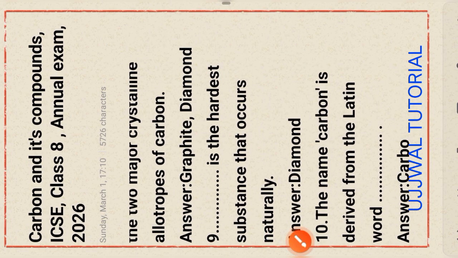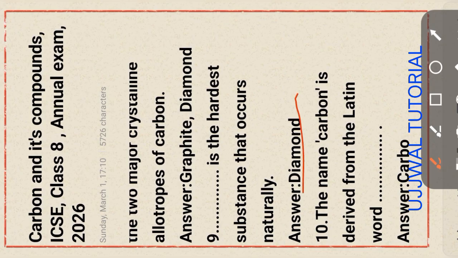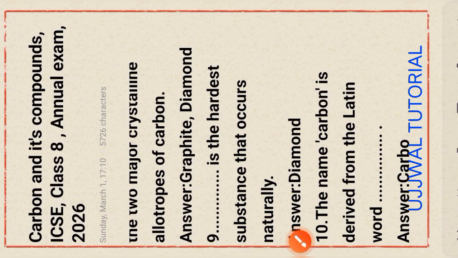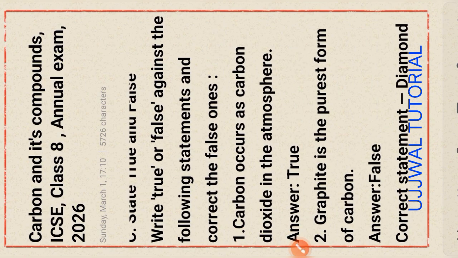Next question, question number 9. Dash is the hardest substance that occurs naturally, diamond. Okay. Next, question number 10. The name carbon is derived from the Latin word carbo. Okay. Next type, true or false.